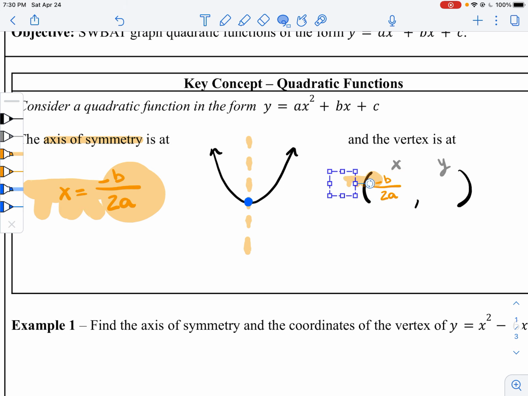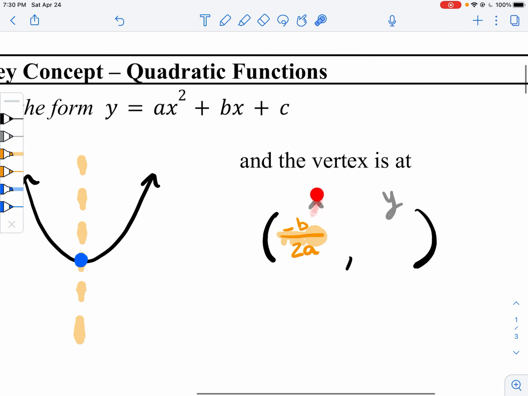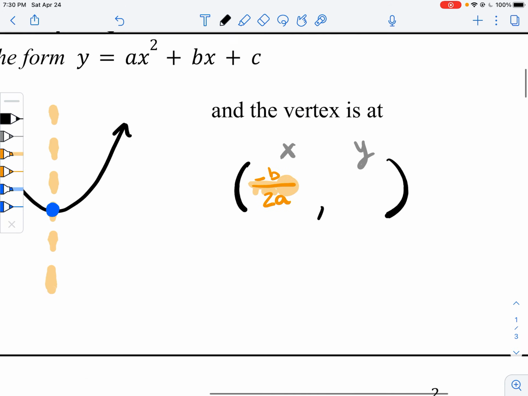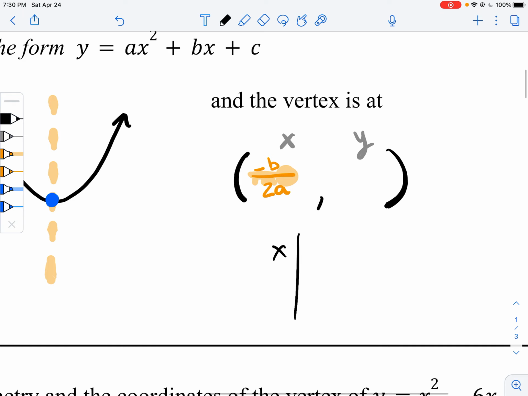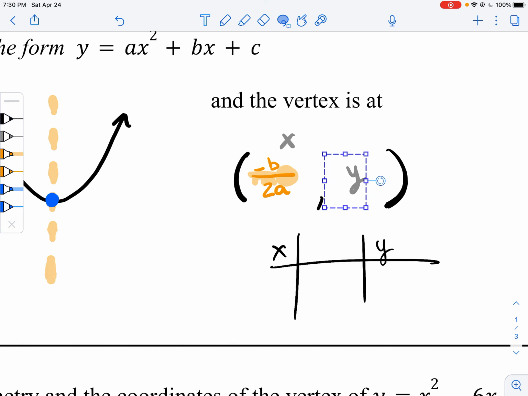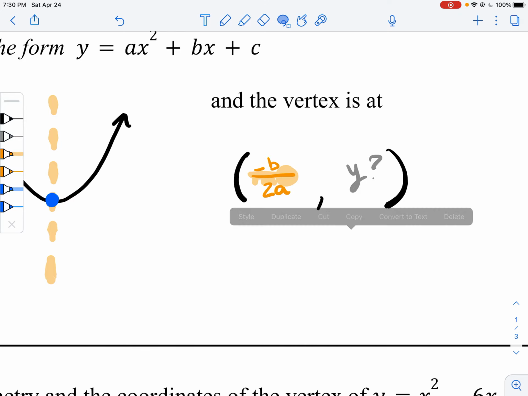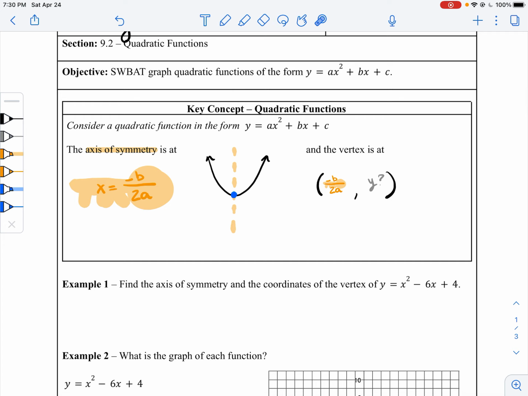I'm going to make that key a tiny little key. Still a key idea. And then you're going to take whatever that x value is and plug it through your xy chart. That'll give you your y value. So I'm just going to put y equals whatever the y is. But your x is always going to be negative b over 2a. That's your key idea. Once you know the vertex, you can graph your parabola from there.